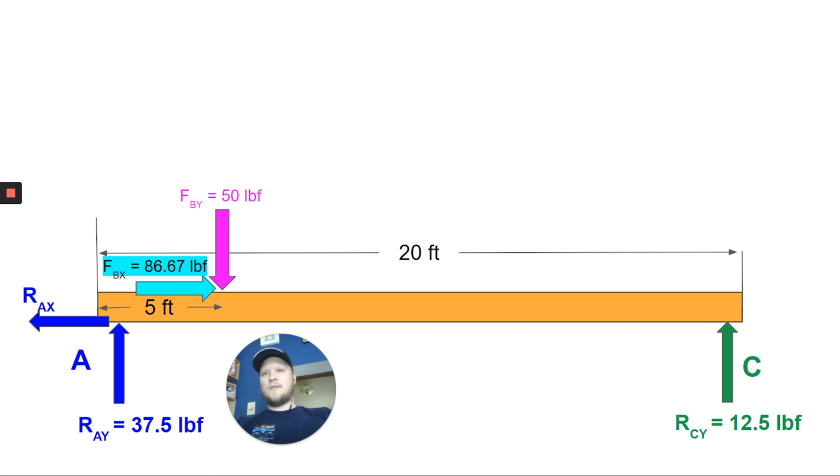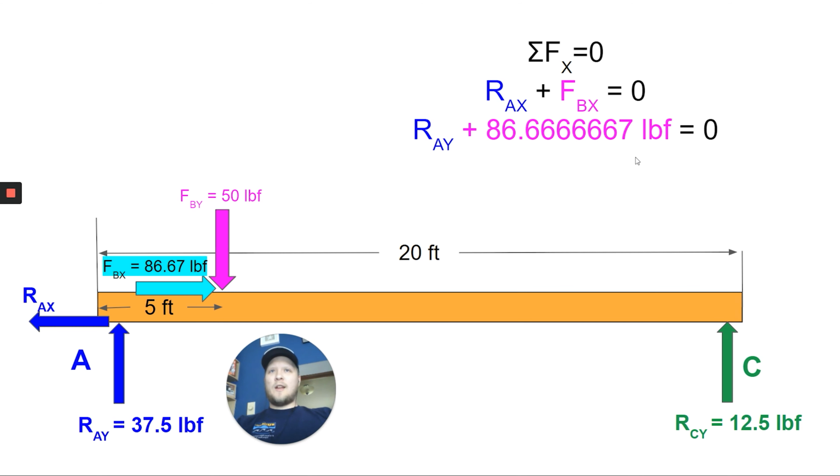After we get that, we have to update our free body diagram again. Now, this is where we're different from the last one. RAX isn't equal to 0 this time because we have something in the x direction. We have FBX. So FBX plus RAX has to equal 0. We remember that FBX is 86 2/3 pounds, and it is going to the right, in the positive x direction.